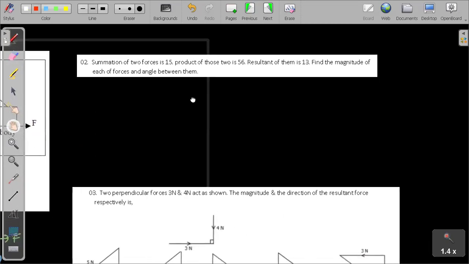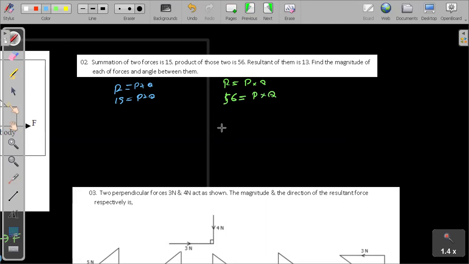Now, the summation of two forces is 15. The product is 56. The summation means R equals P plus Q, so 15 equals P plus Q. The other thing is the product: R equals P times Q, so 56 equals P times Q.